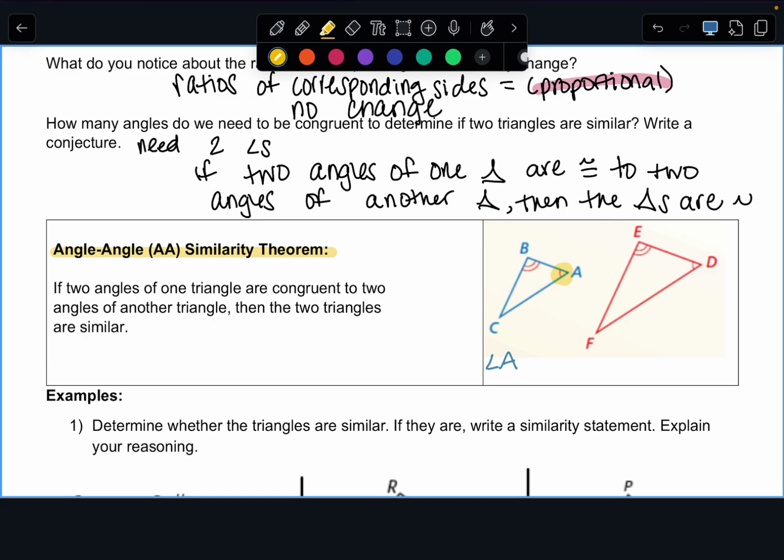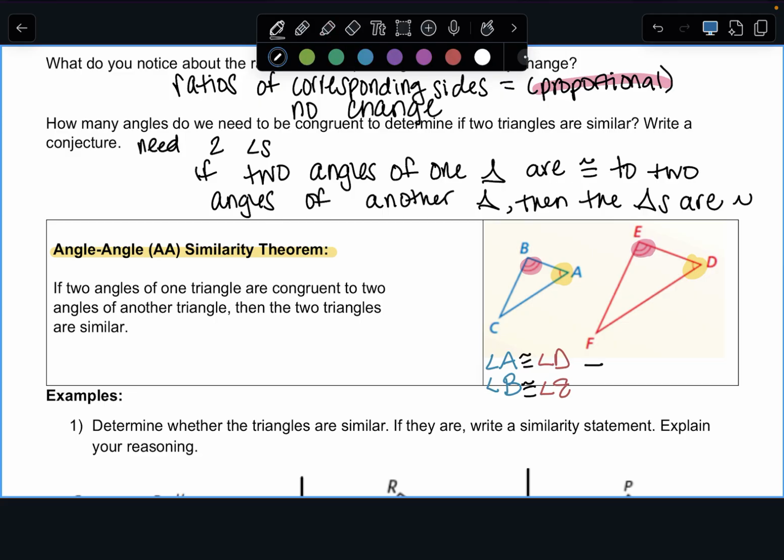So here we have angle A from the blue triangle is congruent to what? What's A congruent to? D. Okay, so that's one of our angle pairs. Angle A congruent to angle D. And we have angle B congruent to what? E. And that's all we need, are 2 angles. And our triangles are guaranteed to be similar. They're the same shape, they're just different sizes.